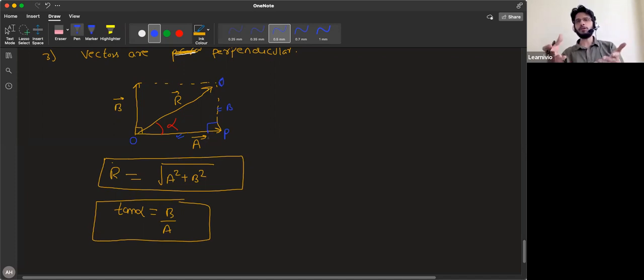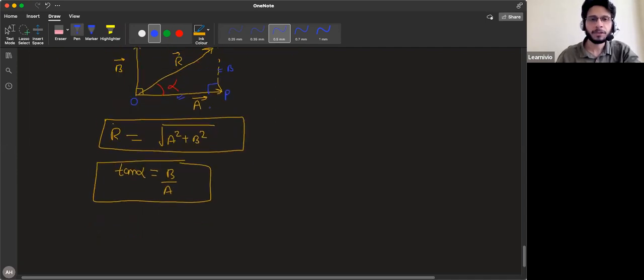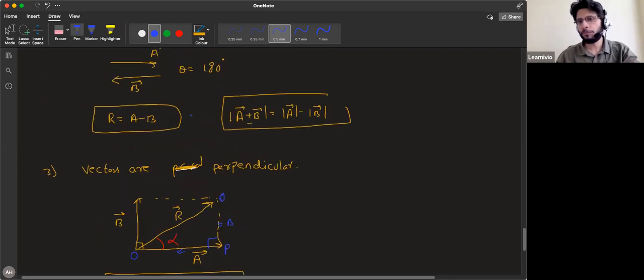So when vectors are perpendicular, we will use this in numericals of electrostatics also, especially in the superposition principle of force and electric field. When you have two vectors which are perpendicular, you can replace your vector algebra with the geometry of a right angle triangle. Okay, so that is the theory of parallelogram law.